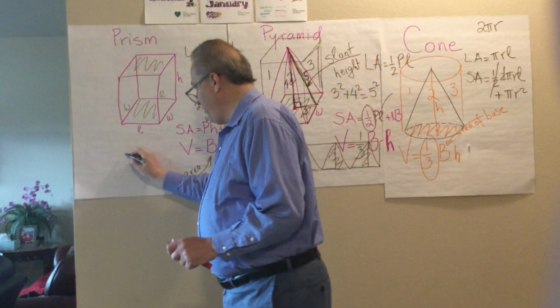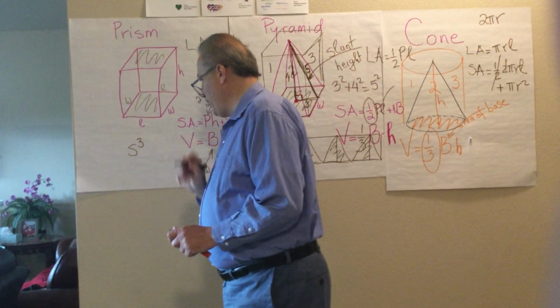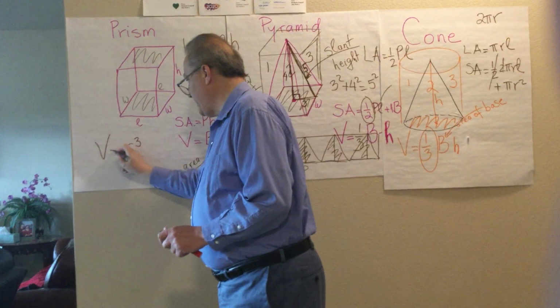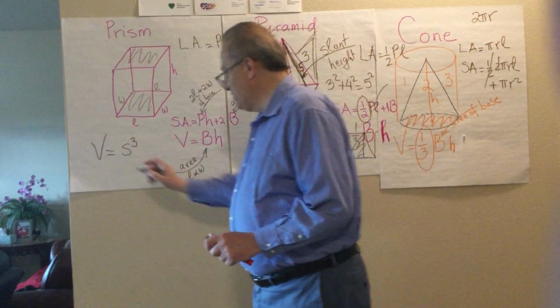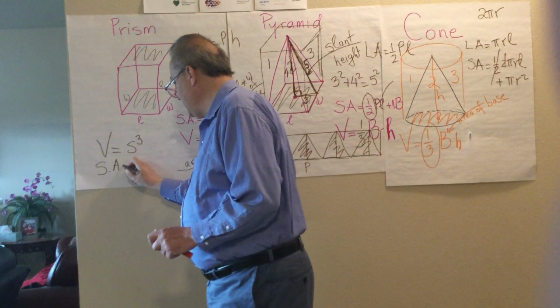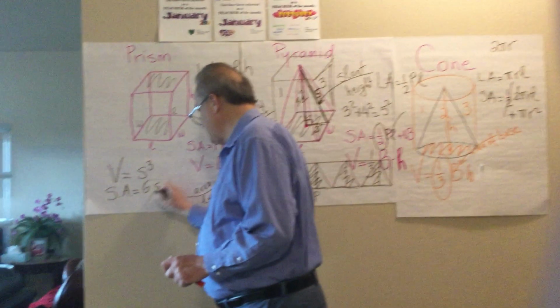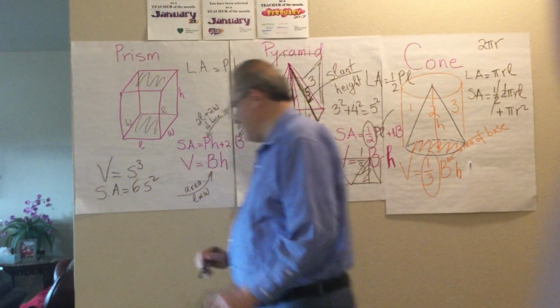Isn't that the same for a cube? S to the third, volume of a cube. What about surface area of a cube? How many surface areas do you have? 6. 6 s to the second.